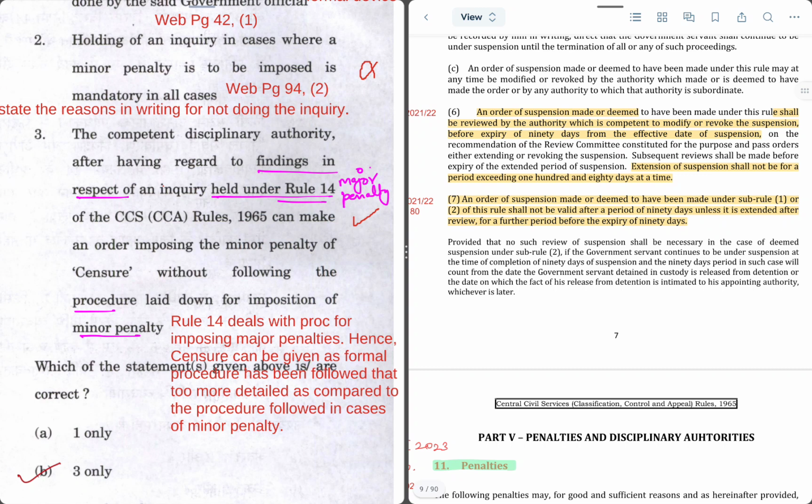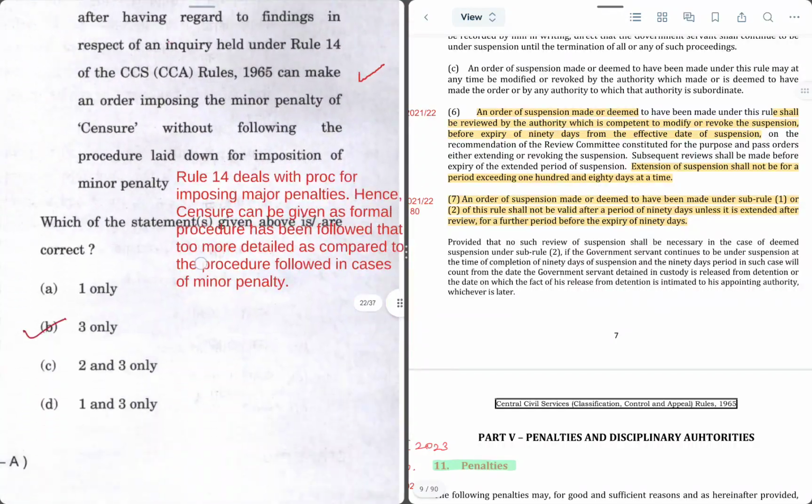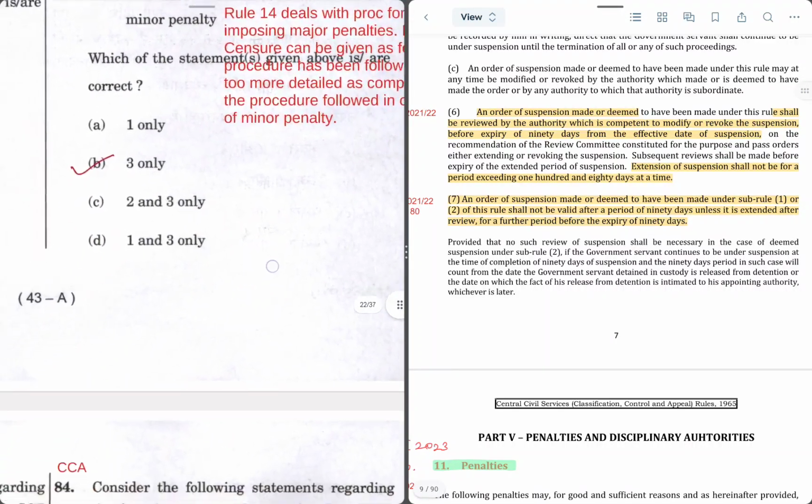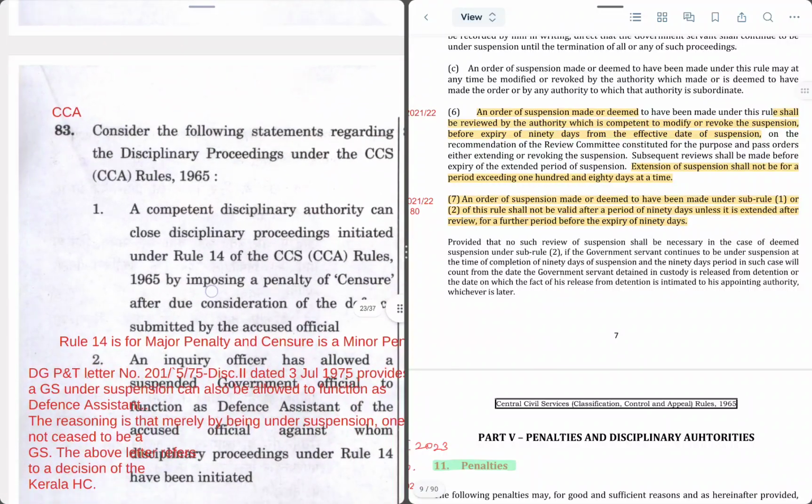Hence, the right answer is 3 only, because statements 1 and 2 are wrong. Let's move on to the next question, which is question number 83.